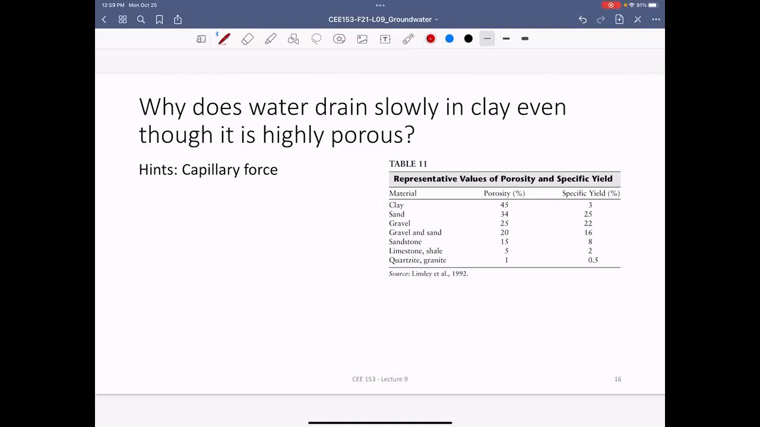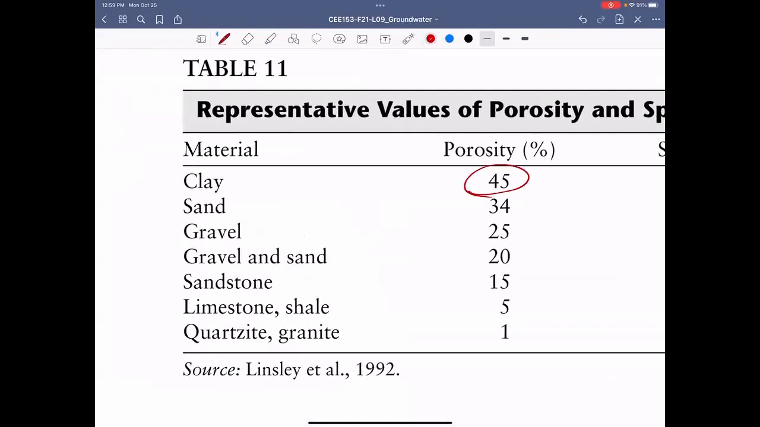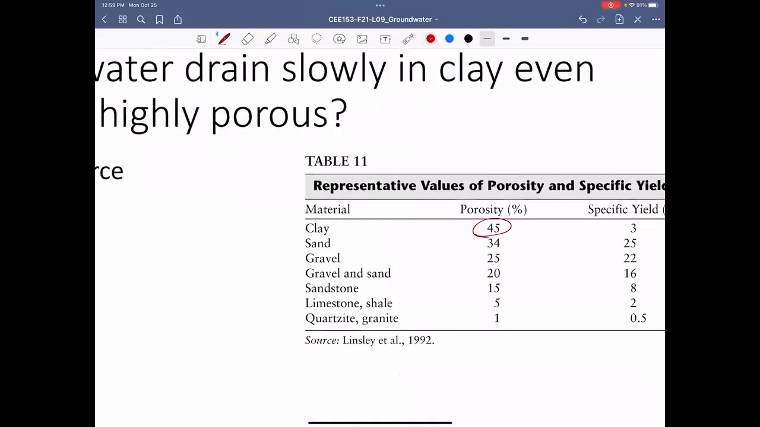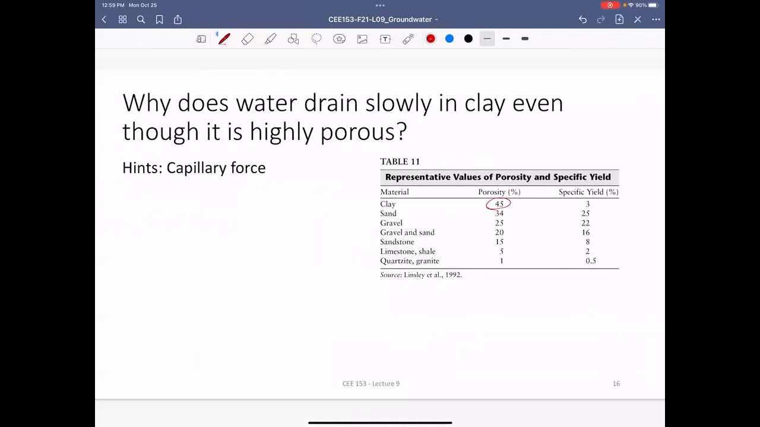All right, so why does water drain slowly in the clay even though it is highly porous? As you can see over here, the clay has 45% porosity, but the water doesn't move very quickly. The reason is, clay is the same material you use to make ceramic containers, because they are very fine particles, less than 1 micron in size.